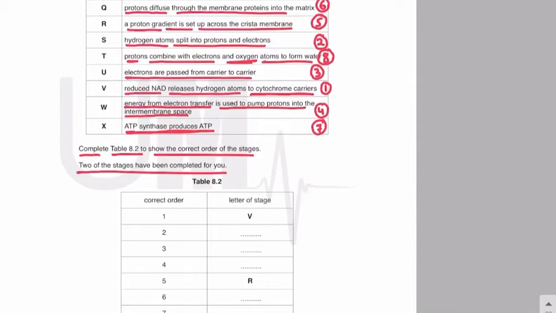Now let's put these stages into the table. So first stage is V, second stage is S, third stage is U, fourth stage is W, fifth stage is R, sixth stage is Q, seventh stage is X, and last stage or eighth stage is T.